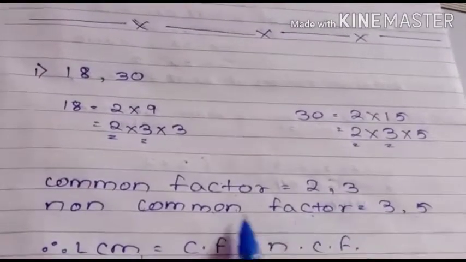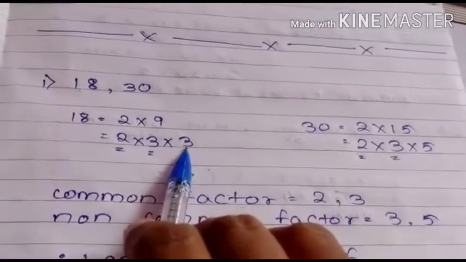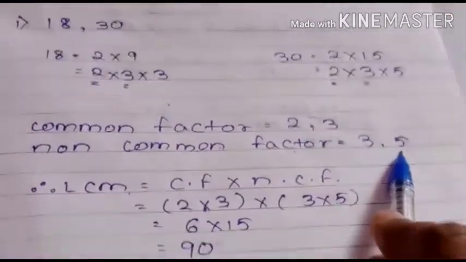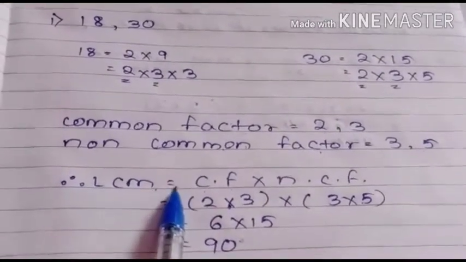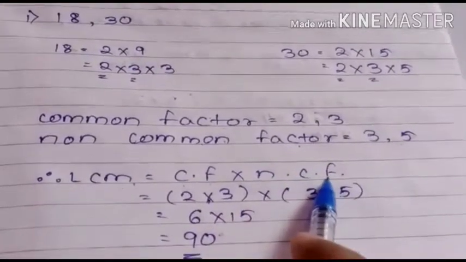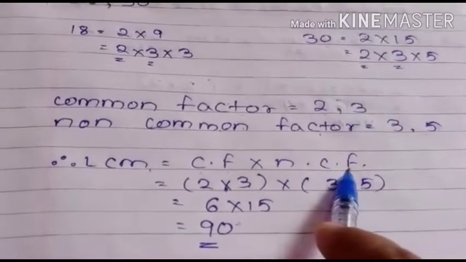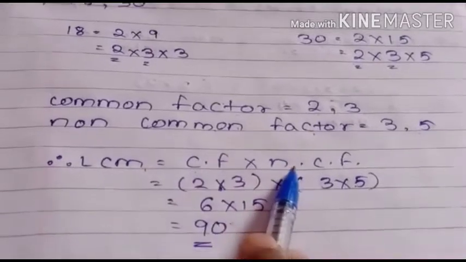Now next is the non-common factor. Which are the remaining factors which are not underlined? 3 from 18 and 5 from 30. I have written those also. So therefore, next step, LCM is equal to common factors multiplied by non-common factors. This concept is clear to everyone? HCF means only common factors and LCM means common as well as non-common.